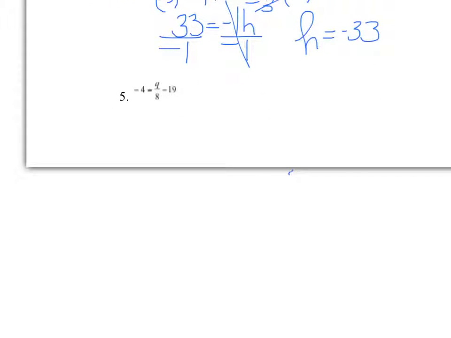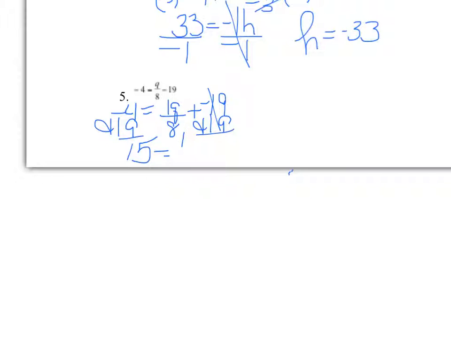Same sort of idea for the last problem on this page of mine, number 4. So I have negative 4 plus negative 1q over 8. Oh, I think that's my equal sign again. Negative 4 equals 1q over 8 plus negative 19. Add 19 to each side first. By doing that, I get 15 equaling 1q over 8.